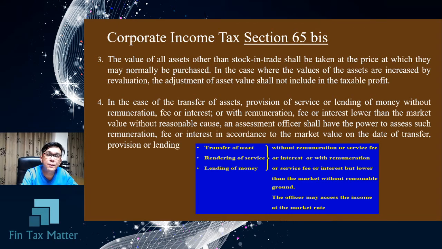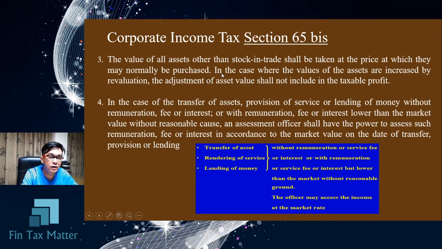However, this applies to all kinds of assets except stock, because stock in trade, or inventory, is covered by another condition in section 65 bis number 6. That uses the concept of the costing method for valuation, and the tax allows the lower market price to be used in the valuation. We will continue to discuss it again in the part on inventory.